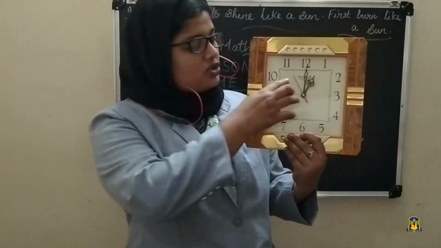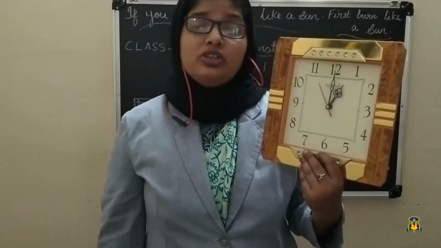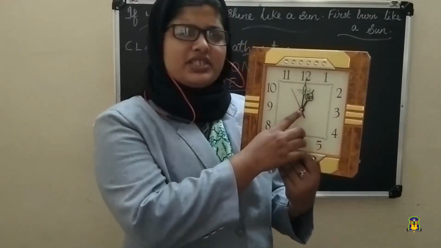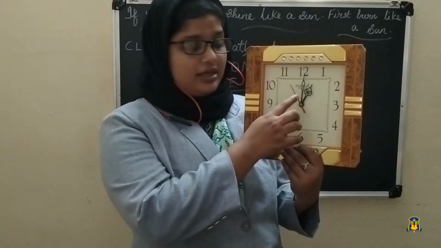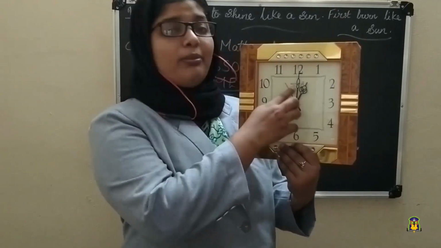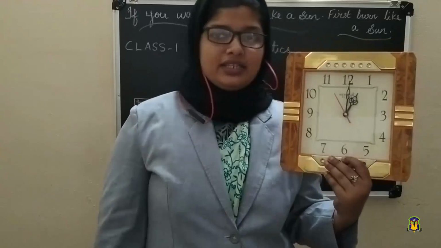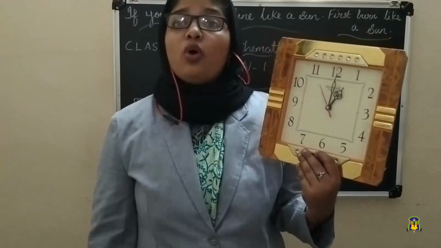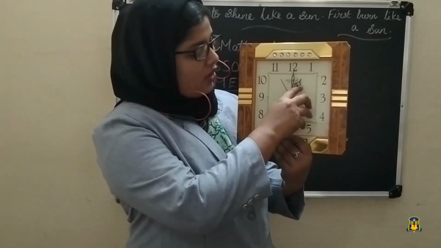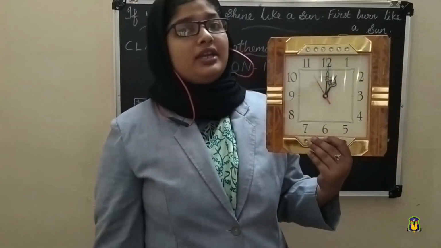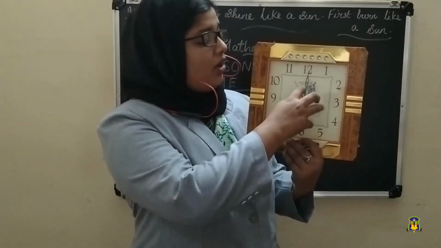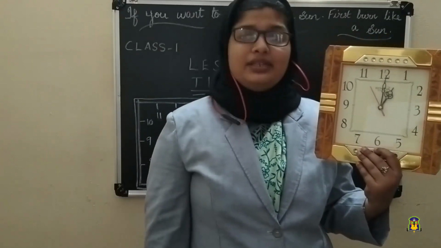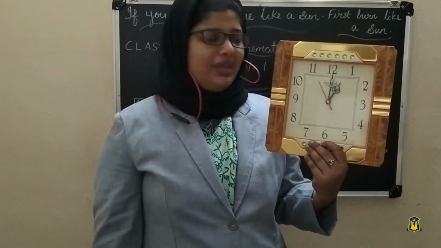The clock has 2 or 3 hands. You can see the hands: this is a red hand and 2 black hands. The short hand is called the hour hand and the long hand is called the minute hand.